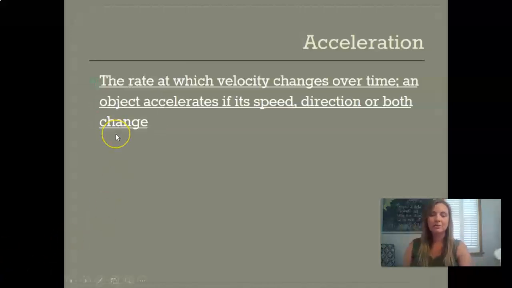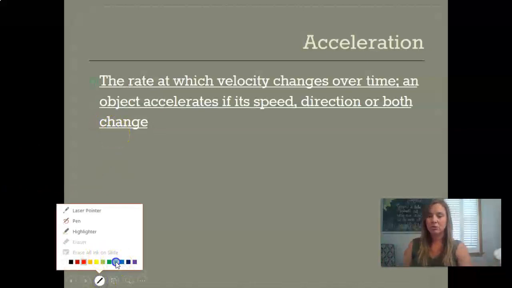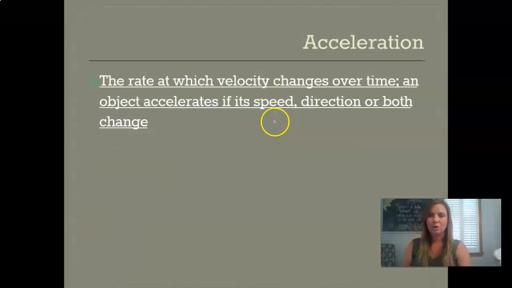All right, so the formal definition for acceleration is just the process in which velocity changes over time. So we're looking at that change. And sometimes in science, you'll see that referred to as a triangle.